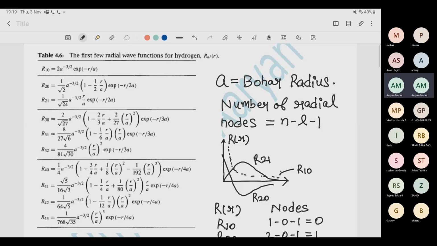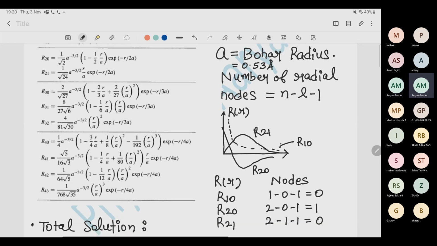If you don't know nodes, first, here a is called the Bohr radius. So what is the Bohr radius? It's a minimum radius. Can you give me the value of this Bohr radius? Very simple, you all have heard it in class 11, 12. 0.53 angstrom. Do all agree? Is it 0.53 angstrom?